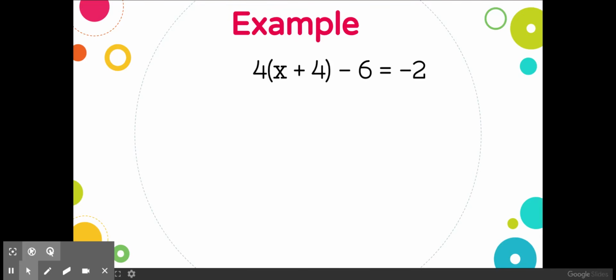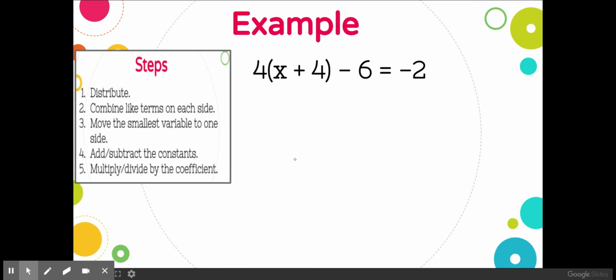So here we have the first example. It's the equation 4 times the quantity X plus 4, minus 6 equals -2. The first thing I want to do is quickly remind myself of my steps. Step 1 is to distribute. If you have parentheses and a number directly next to the parentheses, you want to distribute that number to everything inside.